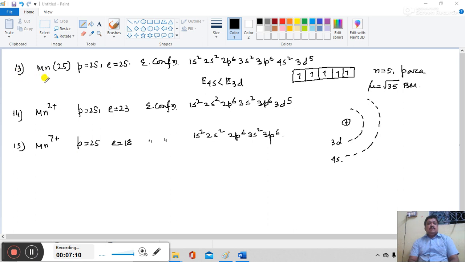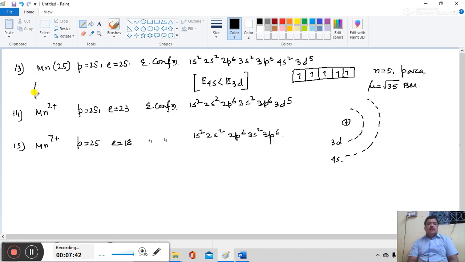Next example is manganese. Its atomic number is 25. Its electronic configuration is 1s2 2s2 2p6 3s2 3p6 4s2 3d5. Now the energy of the 4s subshell is less, so electrons first come to the 4s subshell, then the 3d subshell. Now the configuration of Mn2+ is 1s2 2s2 2p6 3s2 3p6 3d5.